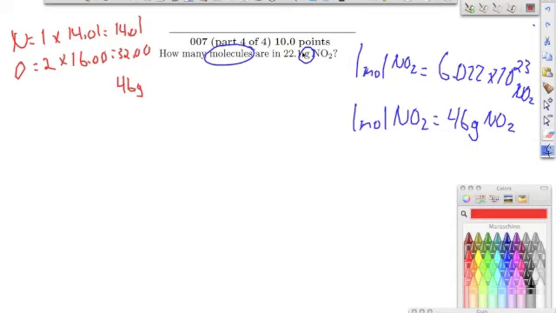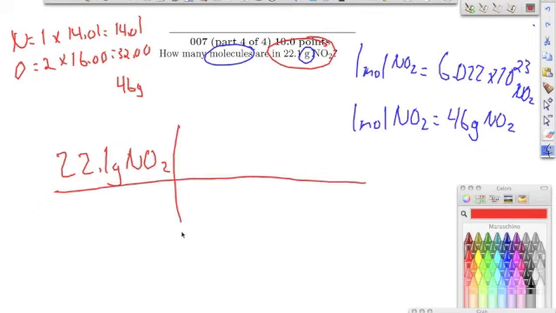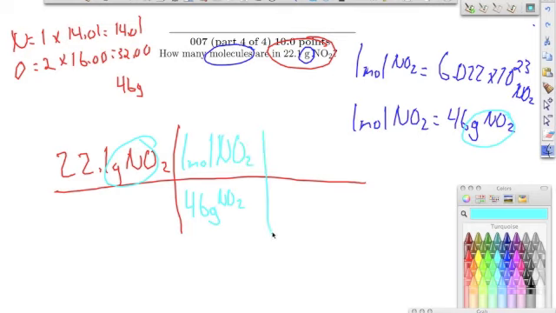Now remember, we always start with the number in the problem. So we're going to start with 22.1 grams of nitrogen dioxide. Okay, and we're going to use the conversion factors and look over here. The only thing that has the unit that we're looking for, grams of NO2, is right here. So we see it's grams of NO2, we're going to put that on the bottom. So we have 46 grams of NO2 equals 1 mole of NO2. Okay, so now that we used that conversion factor, it's gone, we can't use it anymore.